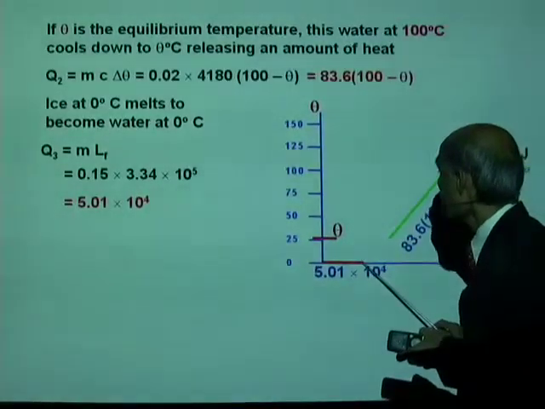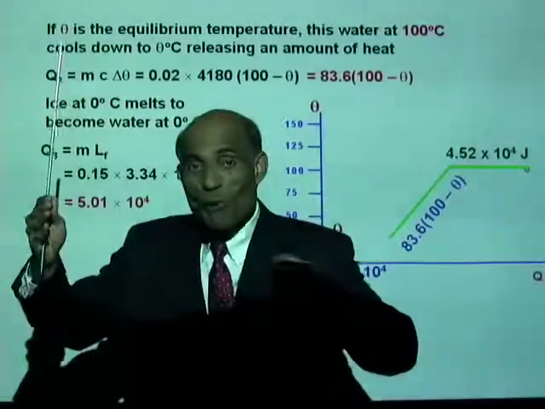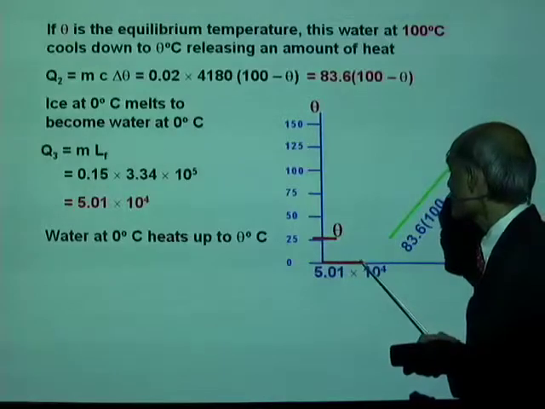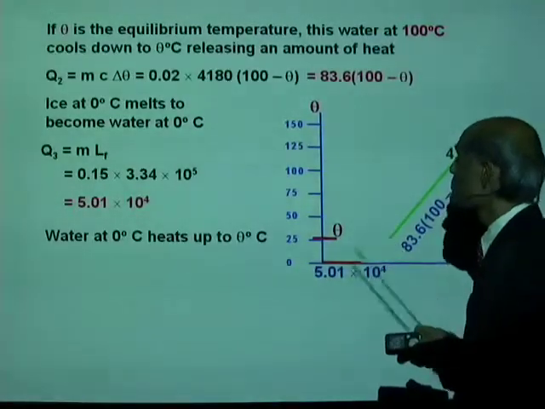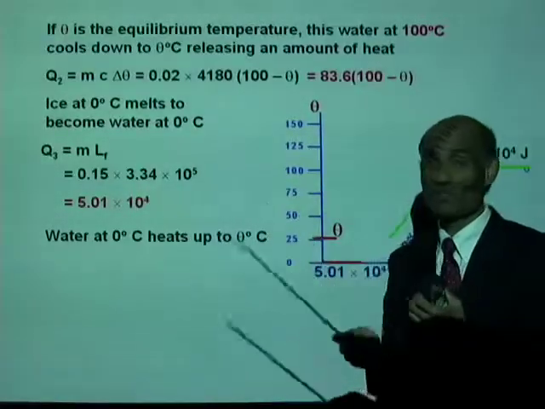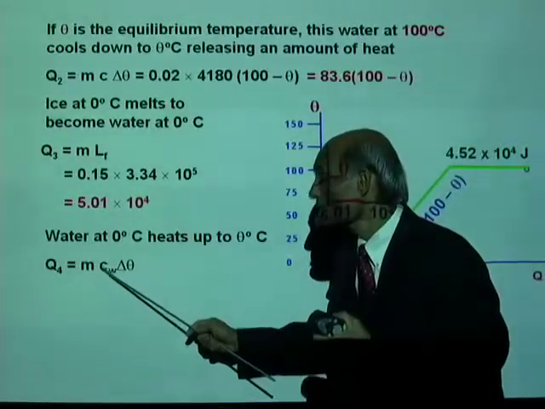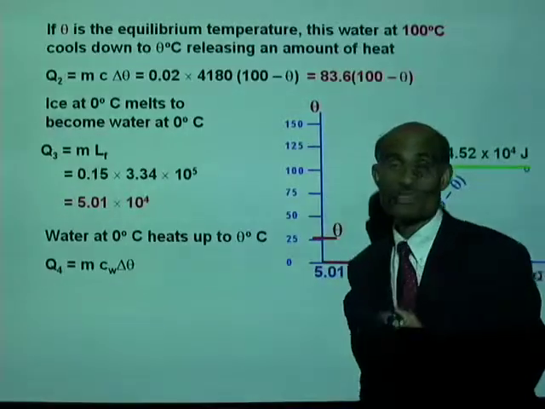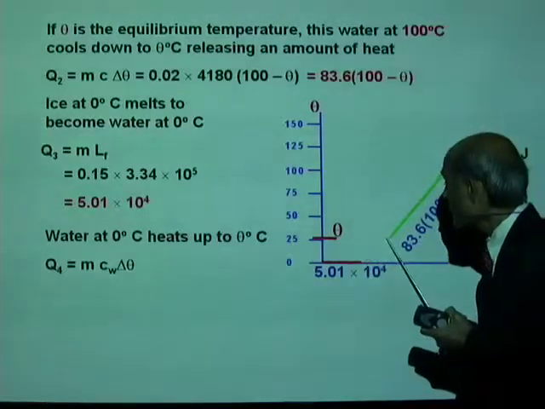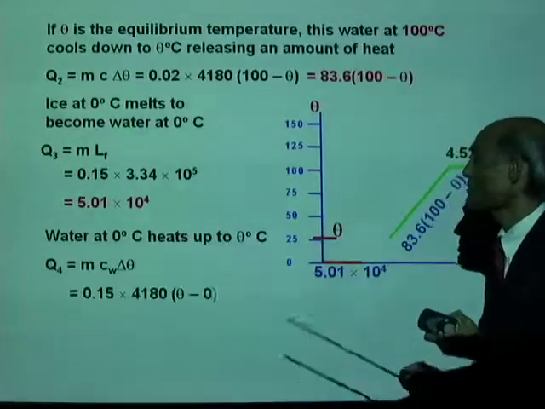And now, this water needs to go up to the equilibrium temperature so that both meet at the same temperature. This water at 0 degrees heats up to theta degrees Celsius. What is the amount of heat absorbed during that time? Can you do that on your own? Q4 is mass times specific heat of water times the change in temperature. What is the change in temperature during this time? It will be theta minus 0. From 0 it increases to theta. It will be theta minus 0.